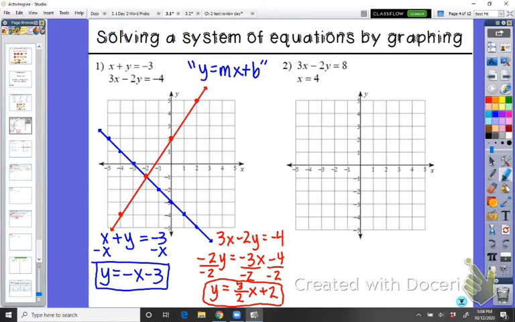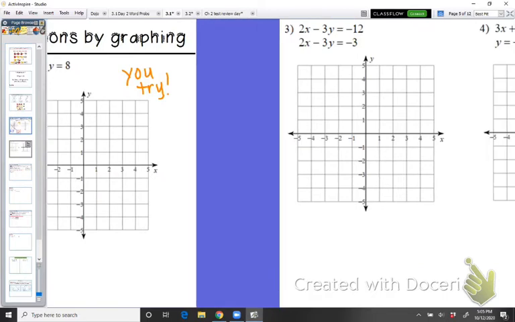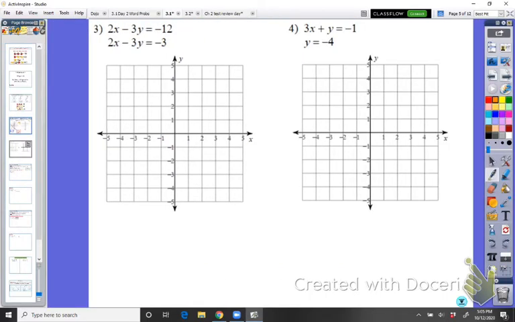So you can see where they meet is this point right here. And that ordered pair as a solution is the point -2, -1. So this is the solution. They intersected at one spot. So I'm going to have you try number 2. We'll check this tomorrow in class. I will do number 3, and I want you to try number 4. So I'm going to do the odds, and you can do the evens.